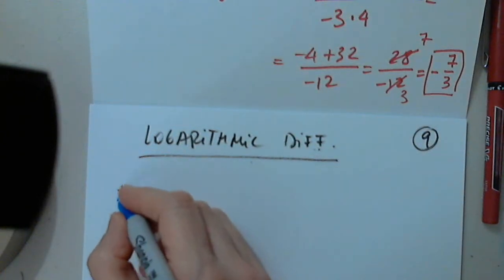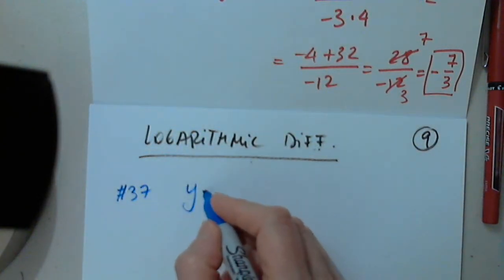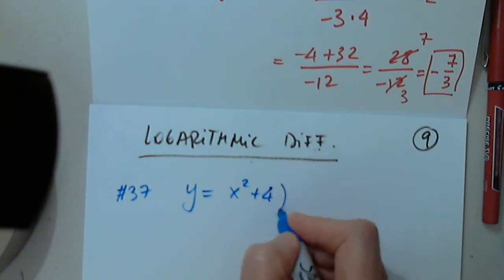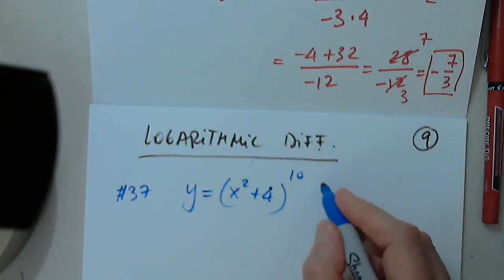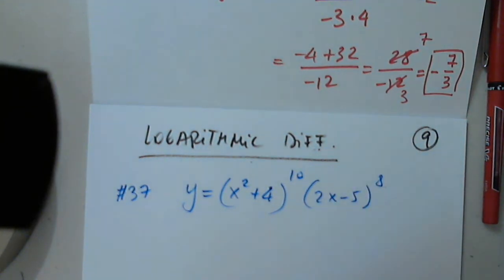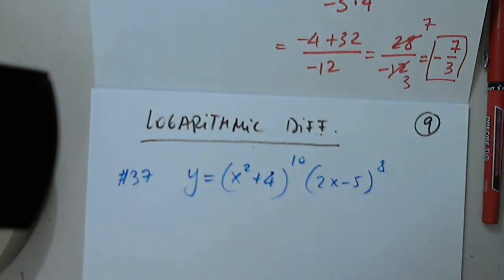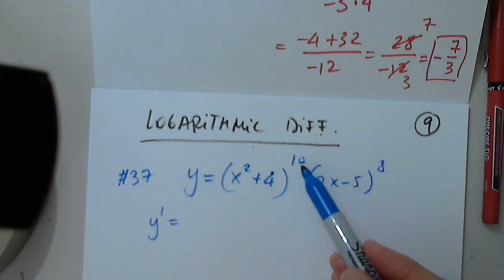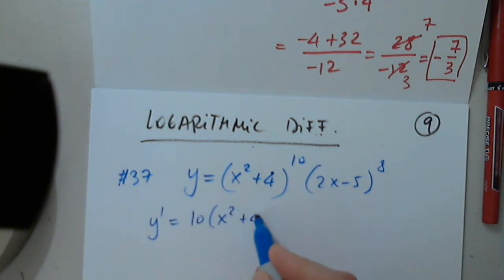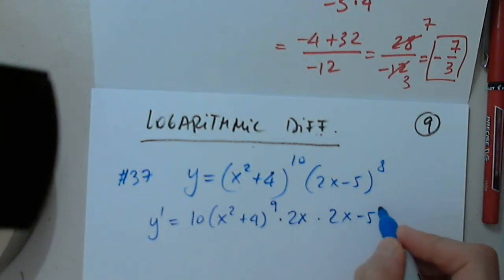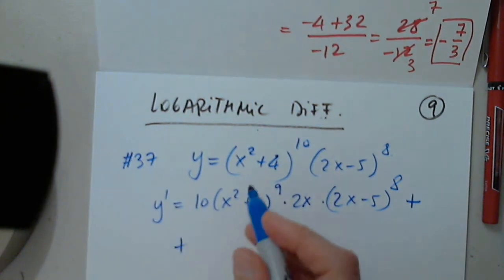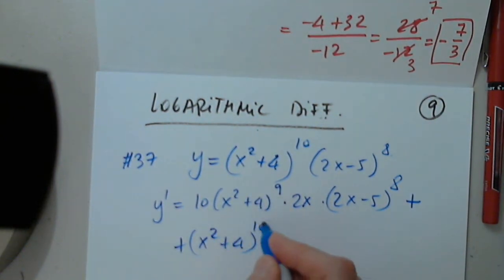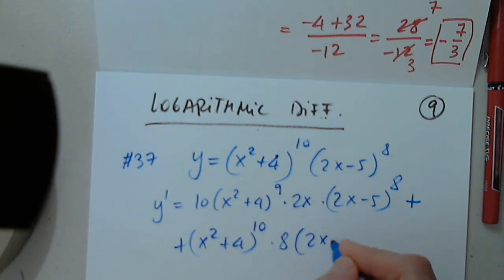So let's look at 37. Let's say y equals (x squared plus 4) to the 10th power times (2x minus 5) to the 8th power. Yes, I can differentiate using the product rule, right? I have 10 times (x squared plus 4) to the 9th power times the inner function prime times the second function, plus the first function to the 10th power, and then I bring down 8, subtract 1 from the power, times the inner function prime.